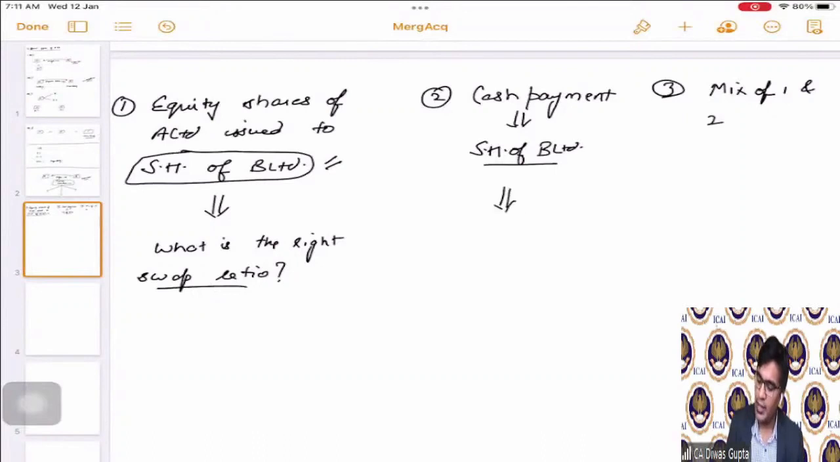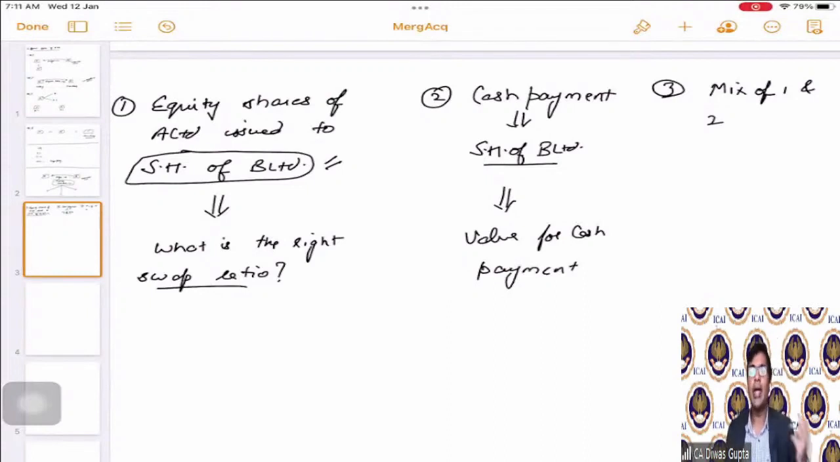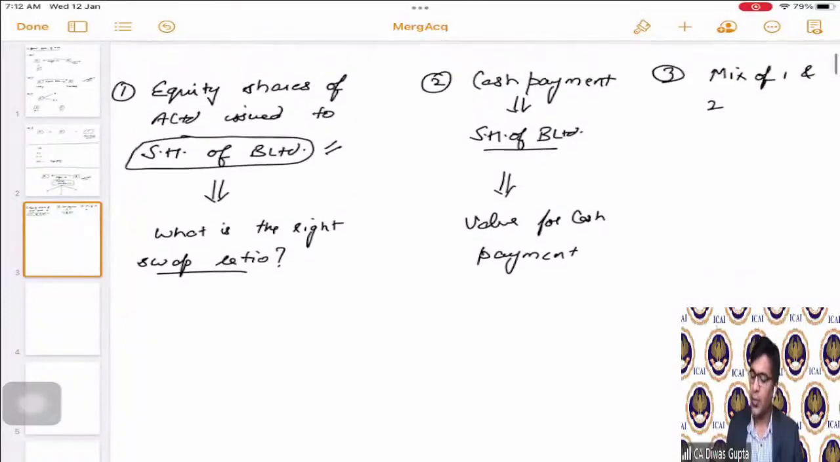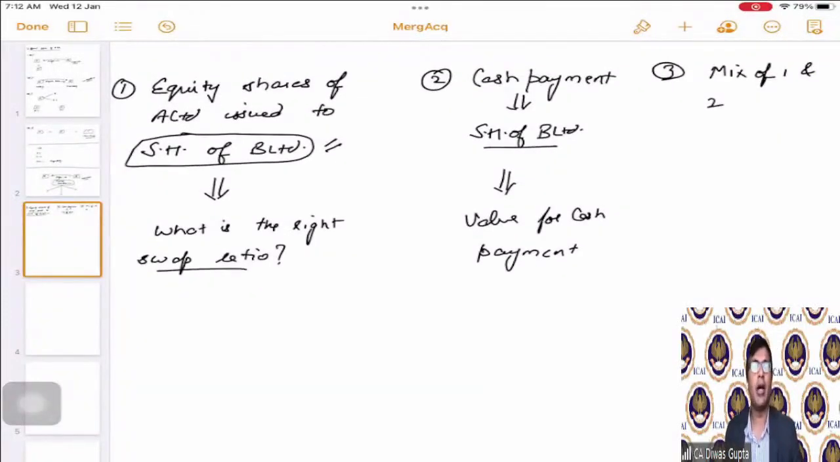Cash payment, what is the right value? What is the right value for cash payment? That is another question for us. Correct? So hence, we want to know what is the right swap ratio in case we are issuing equity shares, or what is the right valuation of the company in case we are going to pay through cash. So these are the 2 basic questions. Now, our discussion will be around these things only, how to calculate these things and how to do the post-merger analysis.